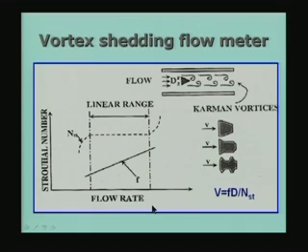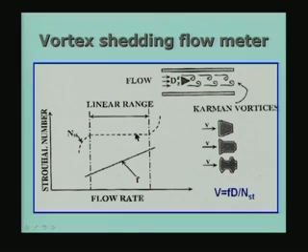The second one, the vortex shedding flow meter. It is noticed that if you have an obstruction like this in a flow, and I can have different shapes for the obstruction, the flow which comes from here gives rise to vortices which are shed at a known frequency, at a certain rate. That means that if you look at the frequency at which the vortices are shed, it follows the relation which is given here.